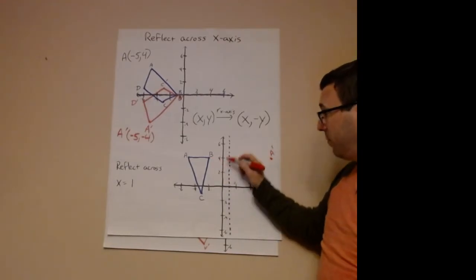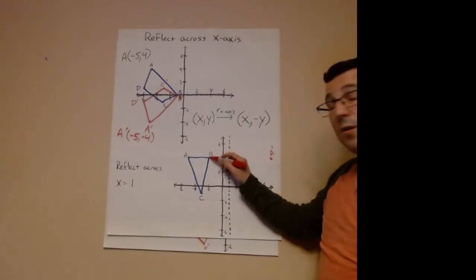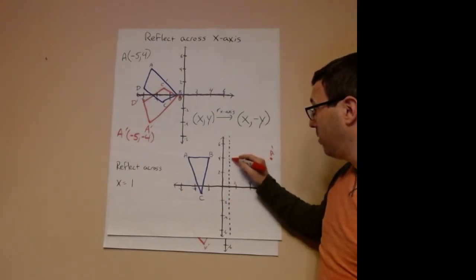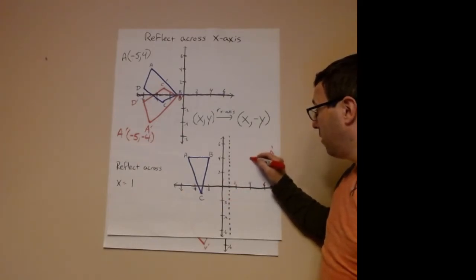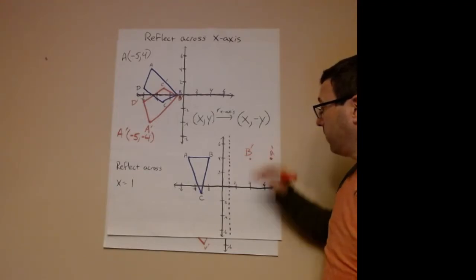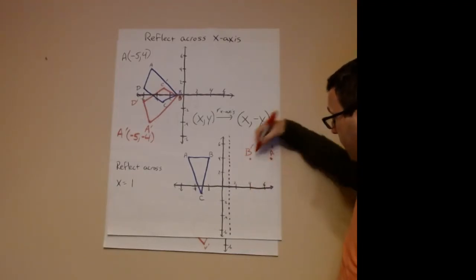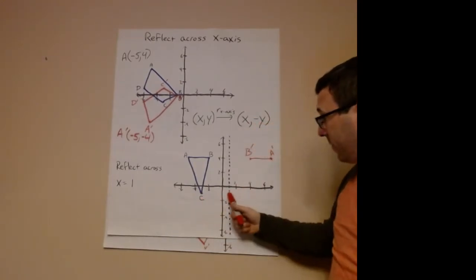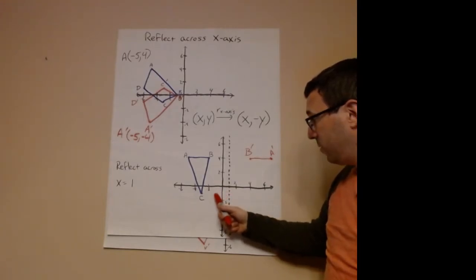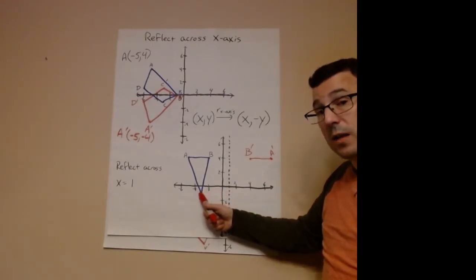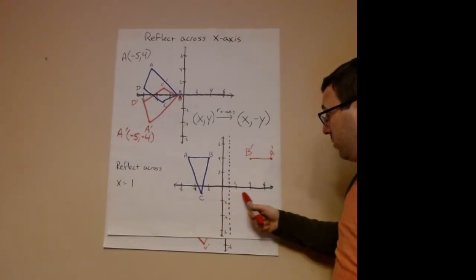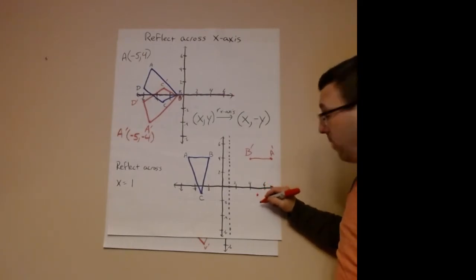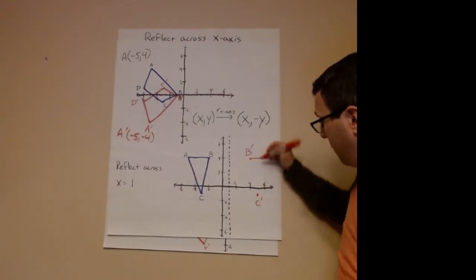B prime, well, B is 1, 2, 3 to the left of x equals 1. So we'll go 1, 2, 3 to the right of x equals 1. Lastly, we got C down here. C is 1, 2, 3, 4 to the left. So we'll go 1, 2, 3, 4 to the right. C prime.